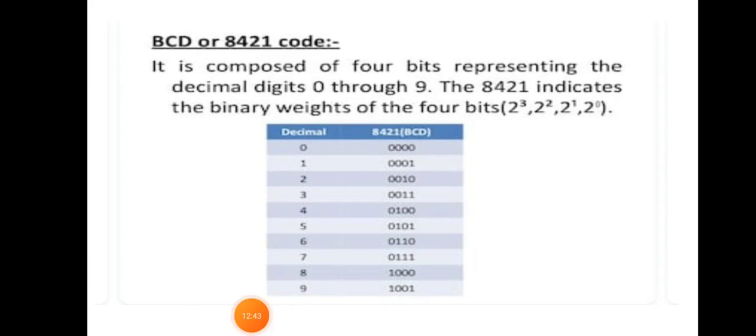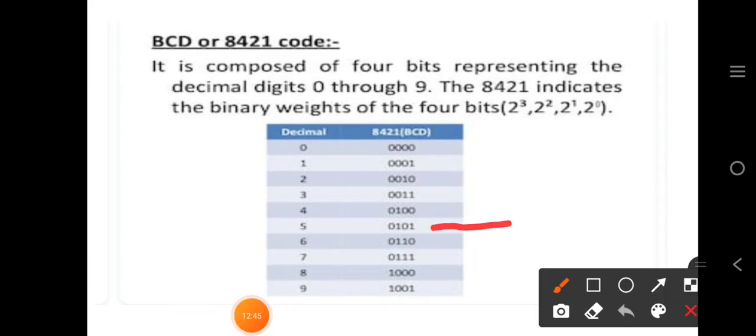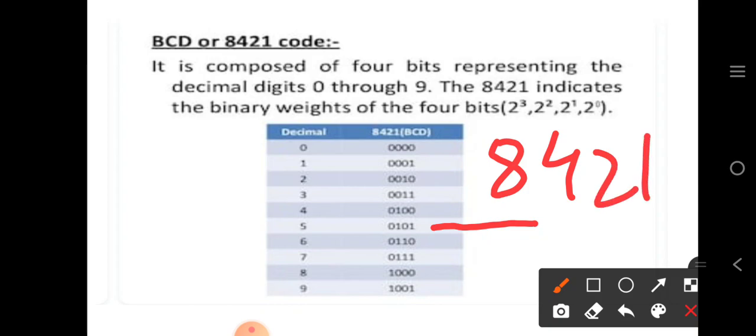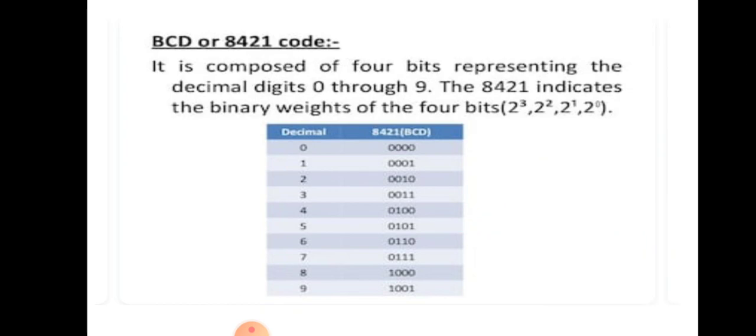Now we will see this just from the example of 5. 0101 means, if you consider 8, 4, 2, 1, we have written 0101. So this is the place for 4 and this is the place for 1. So 4 plus 1, that is 5. This is how we get the code for 5, 0101. Similarly, we can take the BCD code for 6, 7, 8 and 9. So this is about BCD or 8421 code.